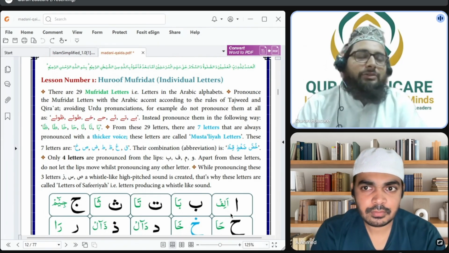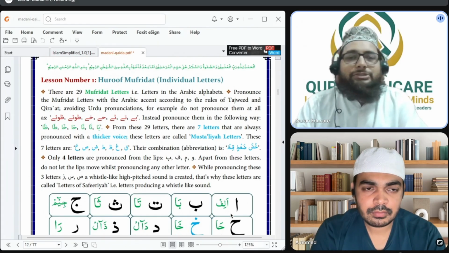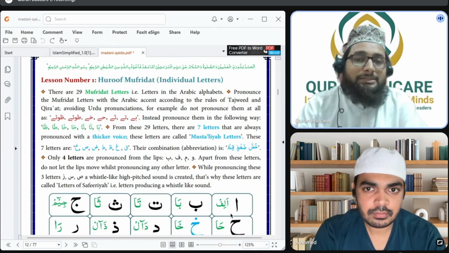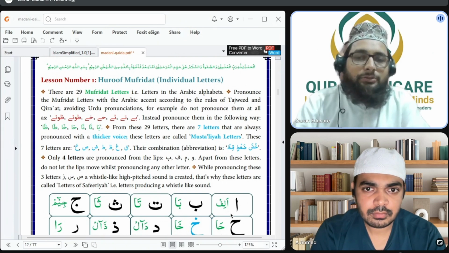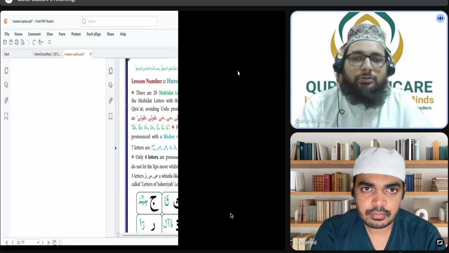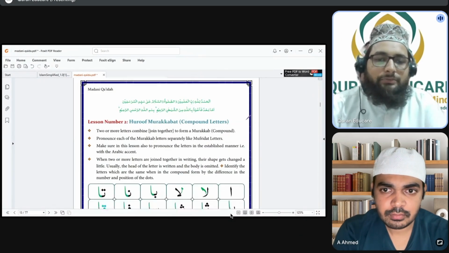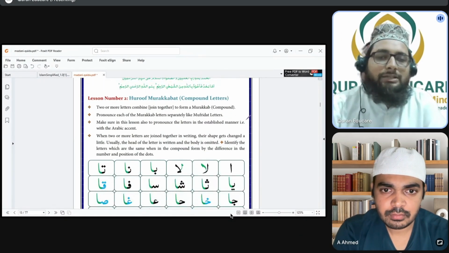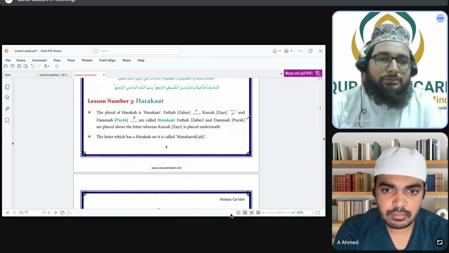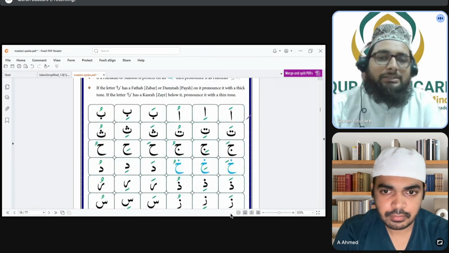In lesson number one, we learn about the alphabet letters. It means mufridat letters, or another name is tahajji letters. There are 29 letters. And then we learn about the mustaliya letters, safiria letters, and lips letters, shafawiya letters. In lesson number two, we learn about the shapes of the letters, that is called compound letters, two or more letters joining together.